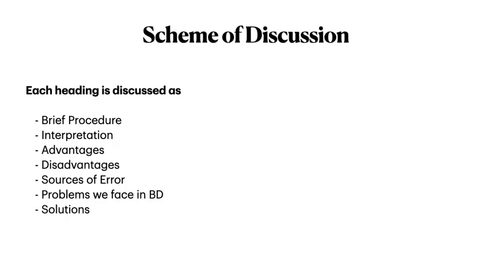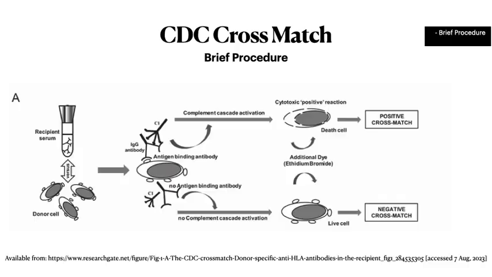In today's discussion, we are going to see the various domains of transplant immunology, and the scheme of discussion will be under these headings: the brief procedure, interpretation of the test, advantages, disadvantages, the sources of error, problems we face in Bangladesh, and what are the solutions. The first is the CDC Cross Match, the very essence of transplant immunological testing.